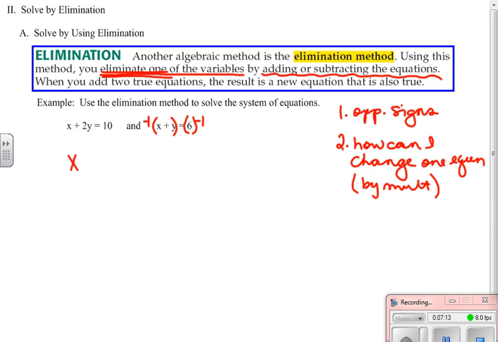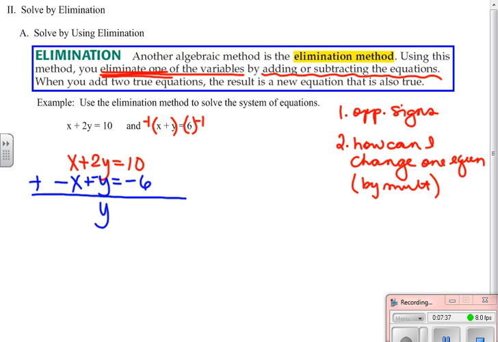So here's my first one. x plus 2y is equal to 10. After I do this distributive property, that equation is going to become negative x minus y equals negative 6. And then I'm going to add them together. x plus negative x is 0. It drops out. 2y plus negative y is y. 10 plus negative 6 is 4. So there's my first answer.